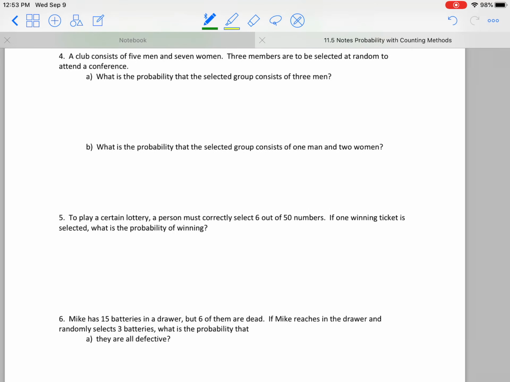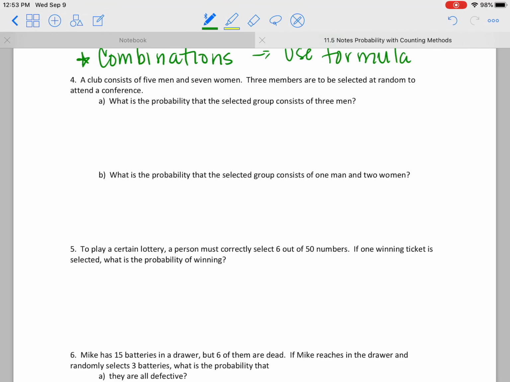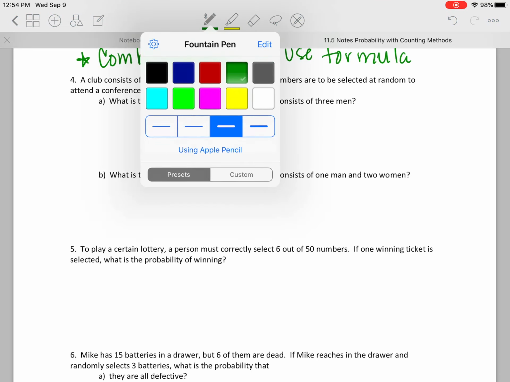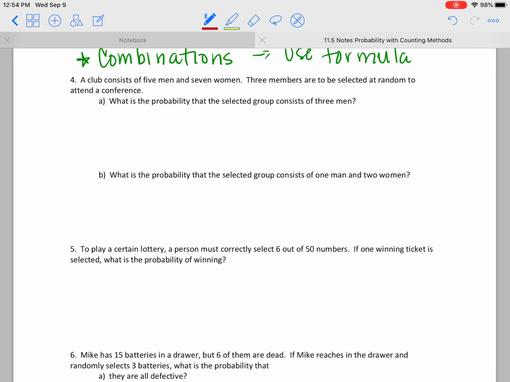So, a club, in this next example, consists of 5 men and 7 women, and 3 members are going to be selected at random to attend a conference. So, it doesn't matter which members you choose. It's going to be the same 3 members that go to the conference. Again, order doesn't matter. This is a combination. So it says, what is the probability that the selected group consists of 3 men?